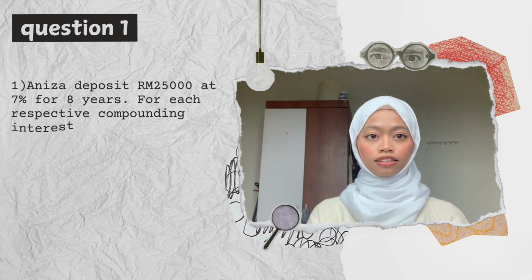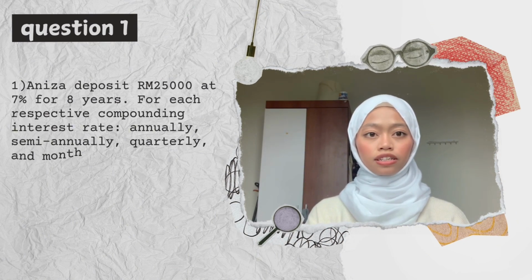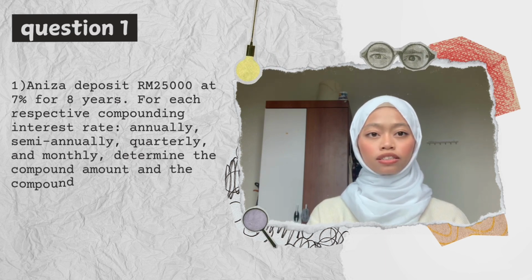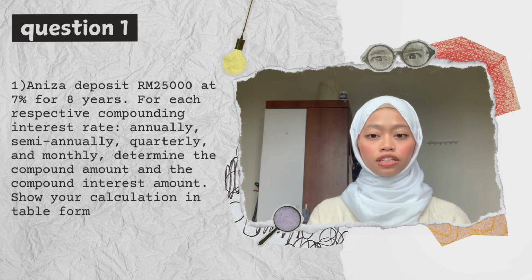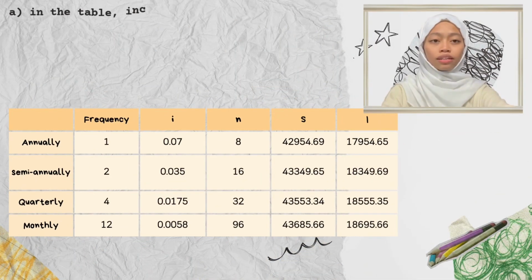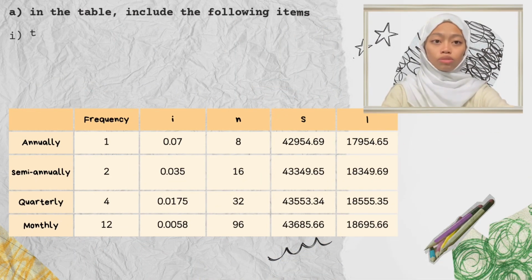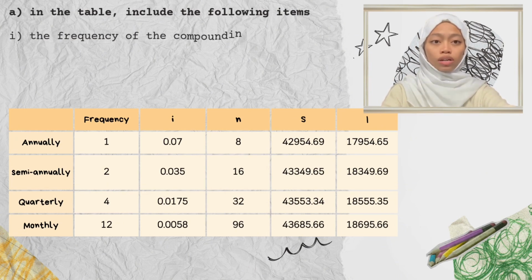Question 1: Unusual deposit RM25,000 at 7% for 8 years. For each respective compounding interest rate, annually, semi-annually, quarterly, and monthly, determine the compound amount and the compound interest amount. Show the calculation in table 4. Based on the table shown, we know that the compound frequency for annually is 1, semi-annually is 2, quarterly is 4, and monthly is 12.